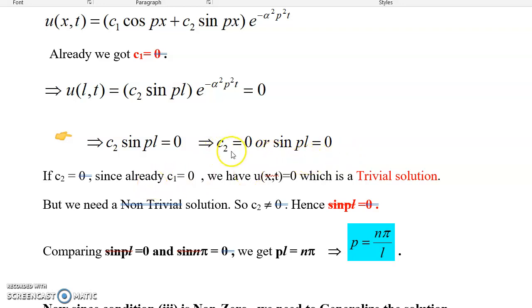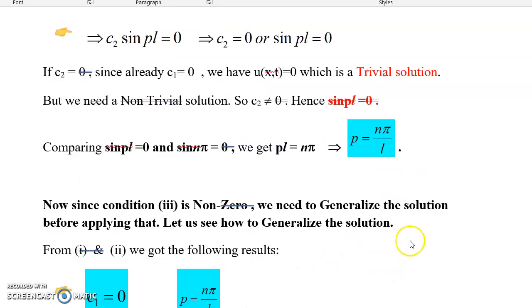But if you take C2 as 0, already C1 is 0. So if C2 also is 0, the entire answer of U will become 0, which is actually a trivial solution. But we need a non-trivial solution. So what has to be 0? The other possibility, sin PL has to be 0. Sin PL is 0, but we know sin n pi is 0. So comparing these two, PL equals n pi, or P equals n pi by L.